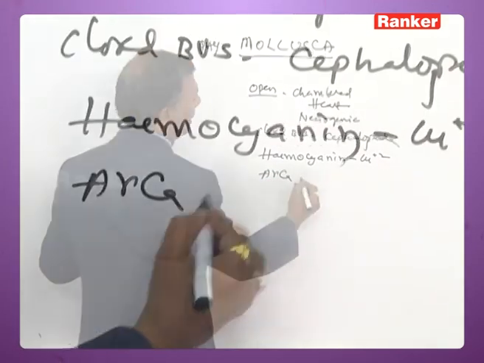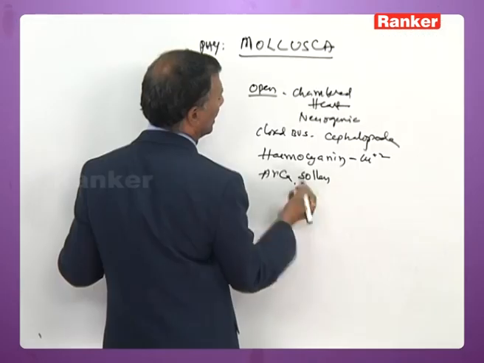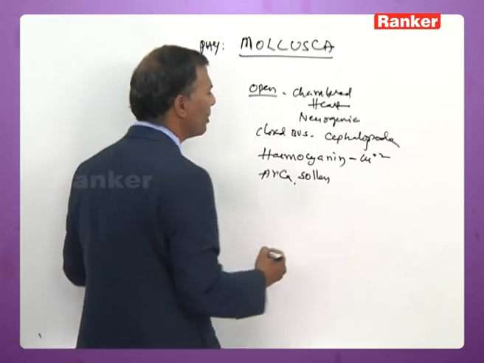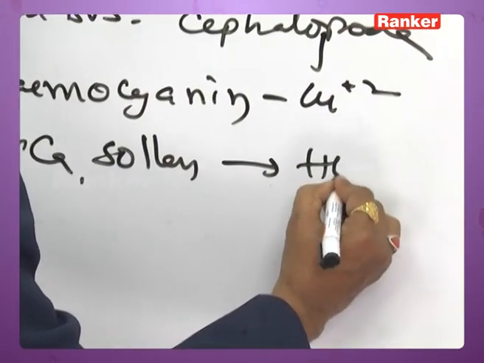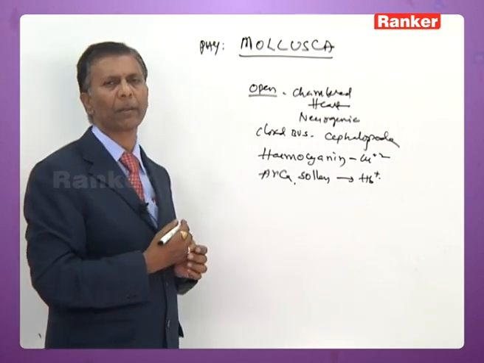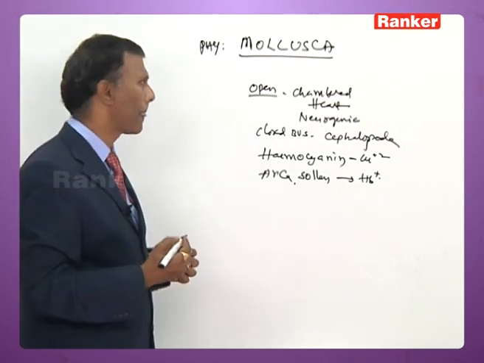Arca and solen belong to Pelecypoda. In these two molluscans, the respiratory pigment is hemoglobin. Only in those two molluscans is the respiratory pigment hemoglobin here now.